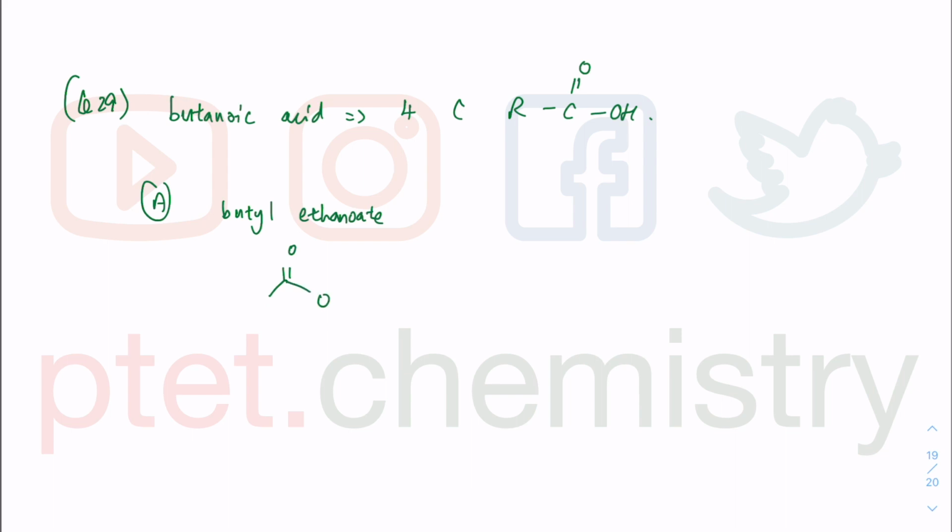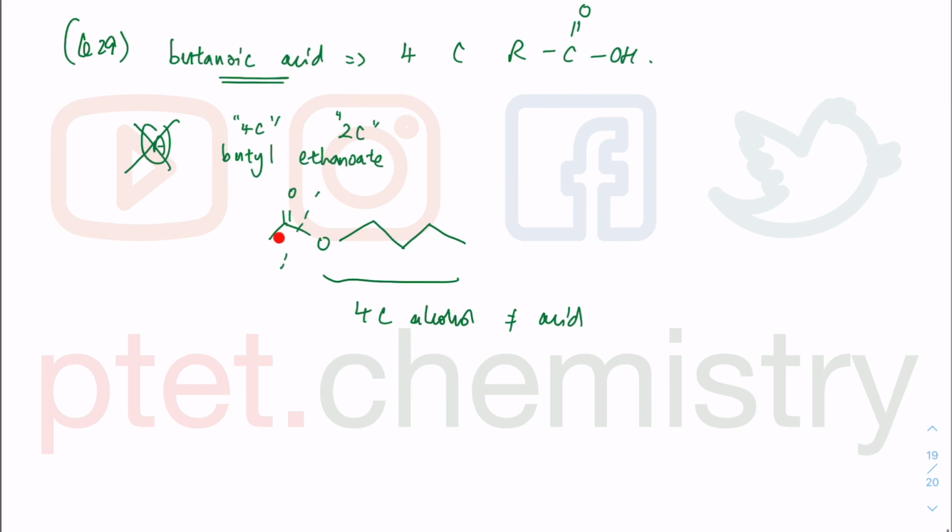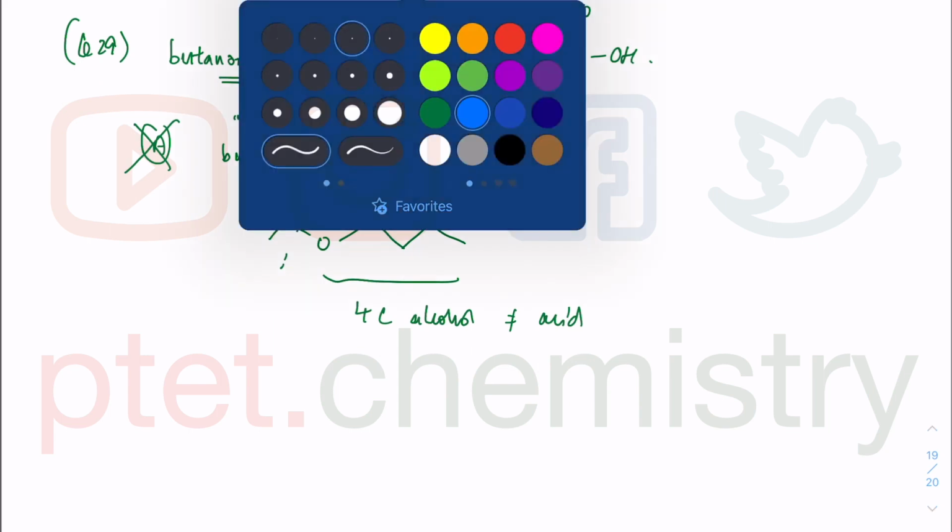I want to draw the ester first. On the left-hand side, you have 1 carbon and 2 carbon. This is the ethanoic acid part. They give you ethanoate, so it's 2 carbon. And then butyl is 4 carbon. You start off from the alcohol, and then you can have 1, 2, 3, 4. As you can see, this is a 4-carbon alcohol, so it is not an acid, and it is not butanoic acid. If you want butanoic acid, you can only get ethanoic acid there, and that's why that is wrong.